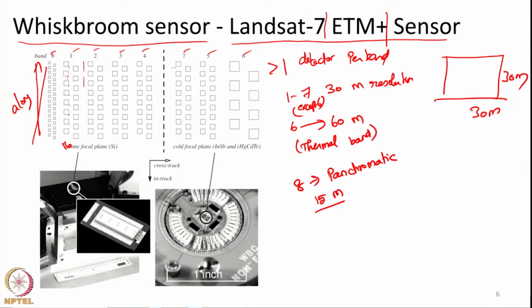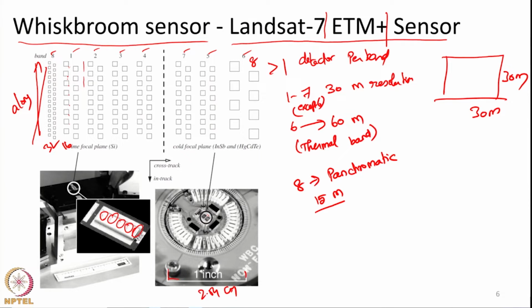Similarly, for bands 1, 2, 3, 4, 5 and 7 you have 16 detector elements. In band 6 you have 8 detector elements. In band 8 you will have 32 detector elements because of this variation in spatial resolution. So, each detector is extremely tiny when arranged in space. You can see the scale here, this is 1 inch, roughly 2.54 centimeters. All the detector elements are arranged within this 2.54 centimeters.